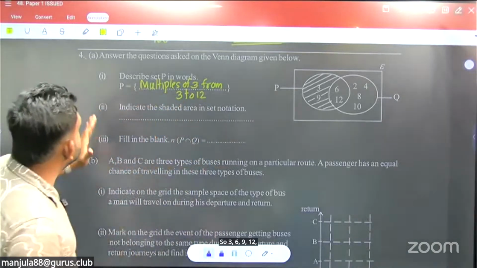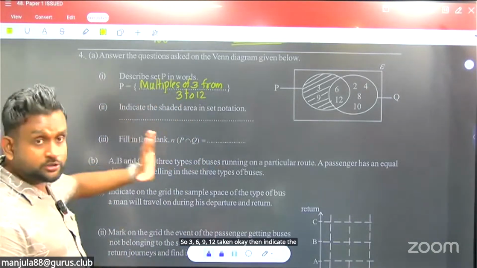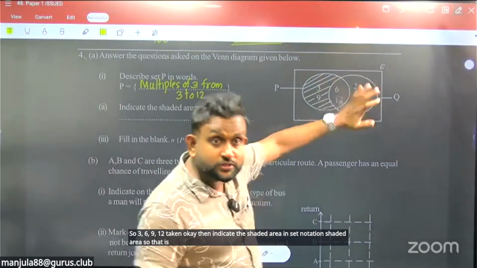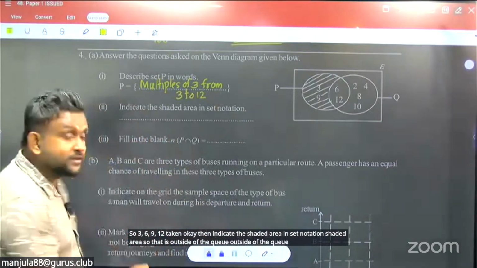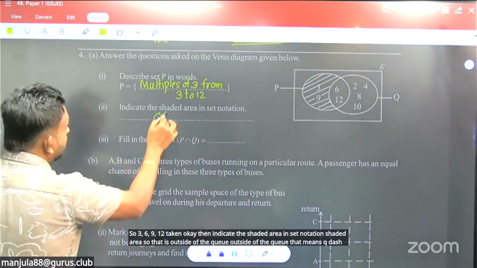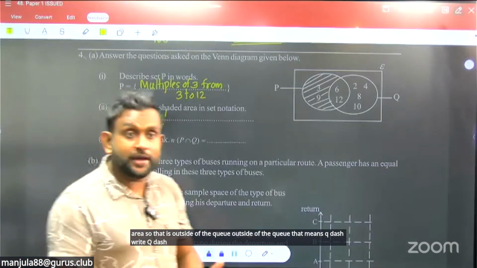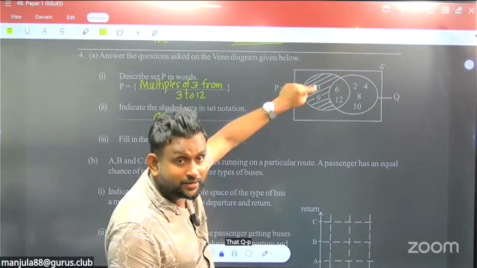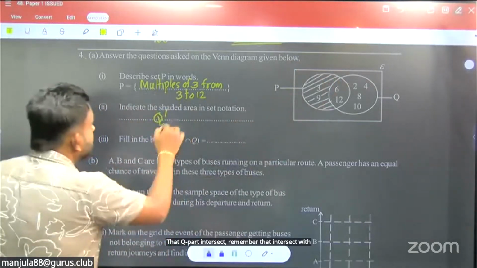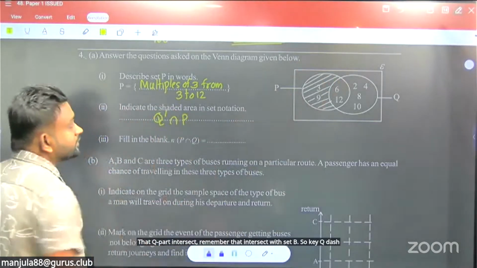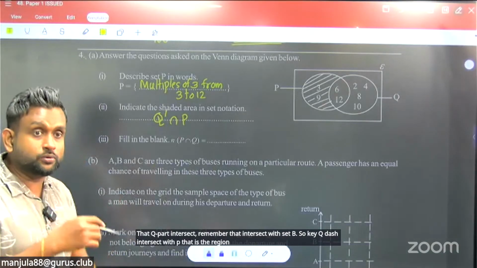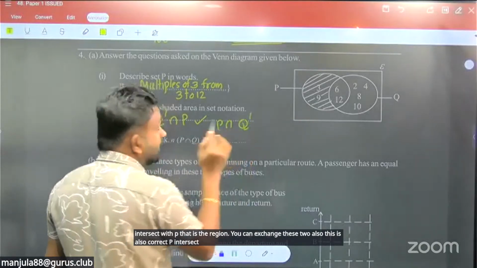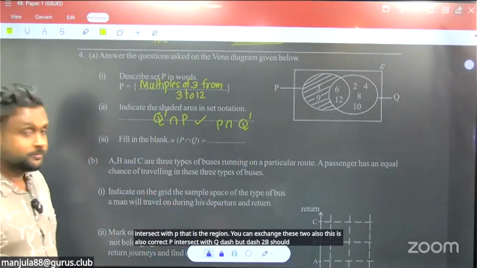Then indicate the shaded area in set notation. Shaded area, so that is outside of the Q, that means Q dash, right? Q dash, but not all the Q dash is shaded. That Q dash part intersect, remember that, intersect with set P. So Q dash intersect with P, that is the region. You can exchange these two also. This is also correct: P intersect with Q dash, but dash should be there for Q.